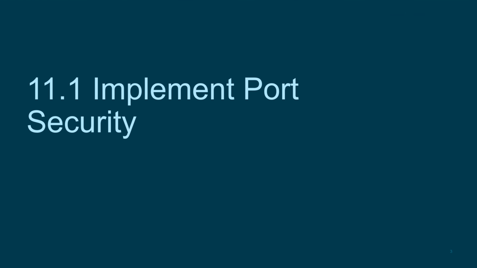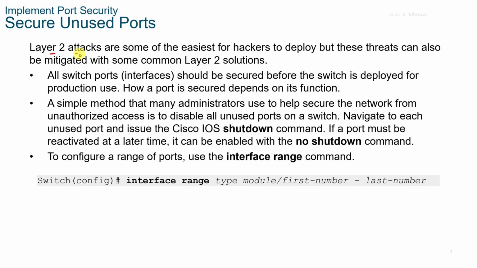11.1, Implement port security. Layer 2 attacks are some of the easiest for hackers to deploy, but these threats can also be mitigated with some common solutions. First, all switch ports or interfaces should be secured before the switch is deployed for production use. How a port is secured depends on its function.